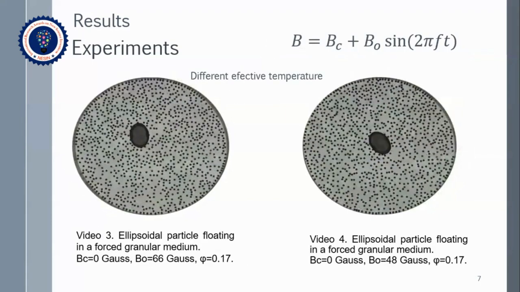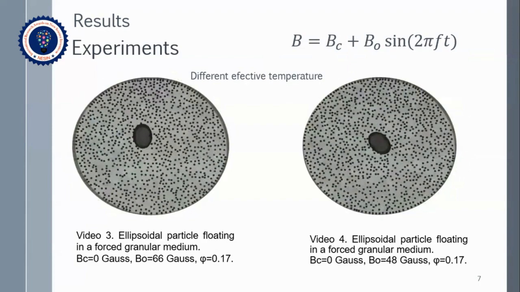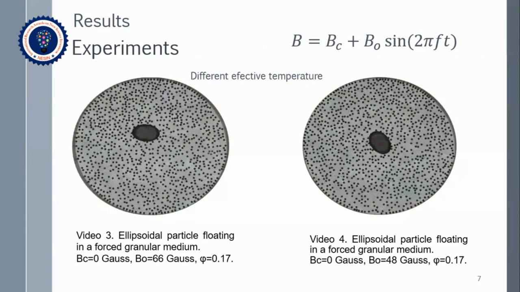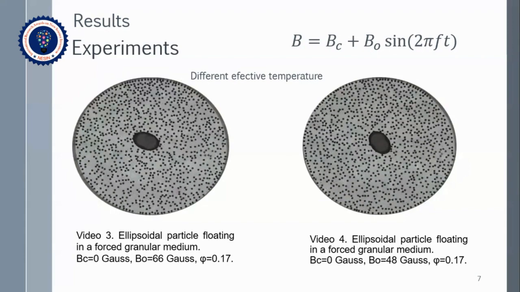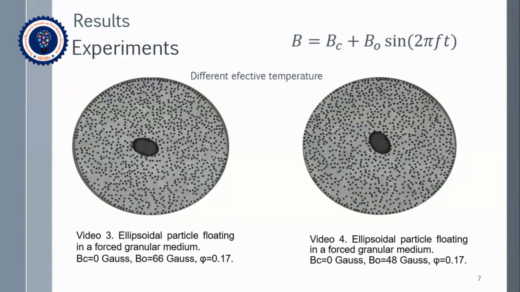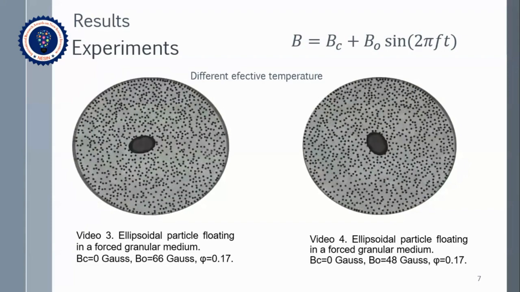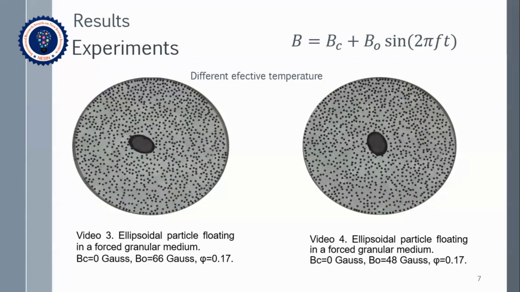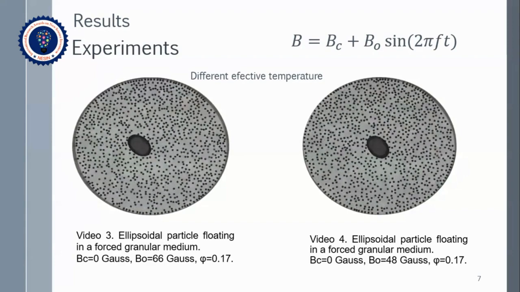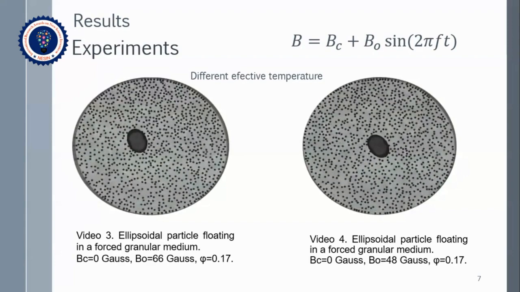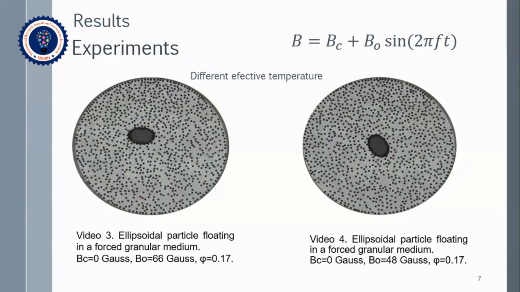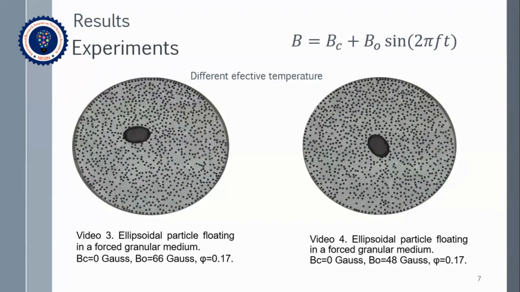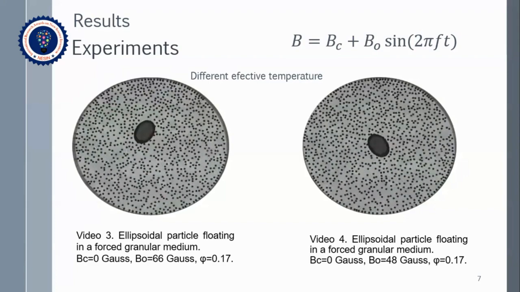Here we present a comparison of the motion of the ellipsoidal particles under different effective temperature in the thermal bath. As we expect, the higher effective temperature in the thermal bath makes the motion of the ellipsoidal particle faster than the case where the effective temperature of the thermal bath is lower.